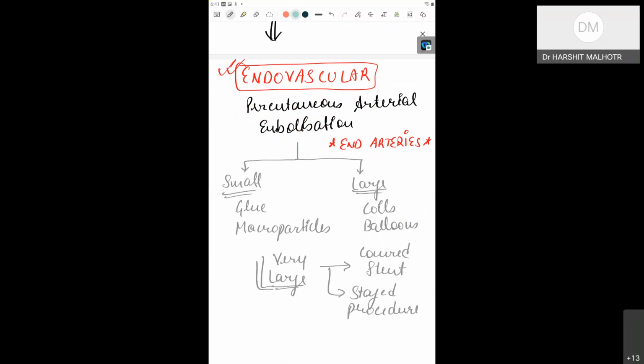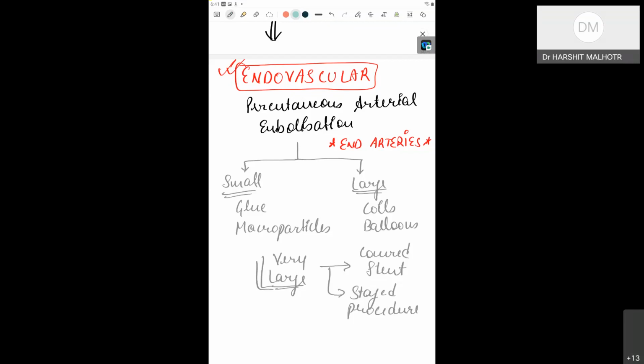And if the AV fistulas are large, then we can do coils, or we can do ballooning and fixation of all these things. Detachable balloons are there which can go into the AV fistulas, and hence they can exclude the AV fistulas or AV malformations from there. In a scenario when they are very large, we have two procedures which can be done endovascularly.